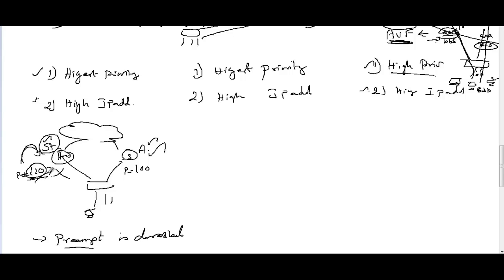Why? When there is already an active, this cannot become active, though it has the biggest priority. To become active, both should come up at the same time. Otherwise, we need to enable preemption. What is preemption? When I enable preemption on this router, as soon as it comes back from the fall, it will say to the other one, hey, I am the active device, because I have more priority than you.